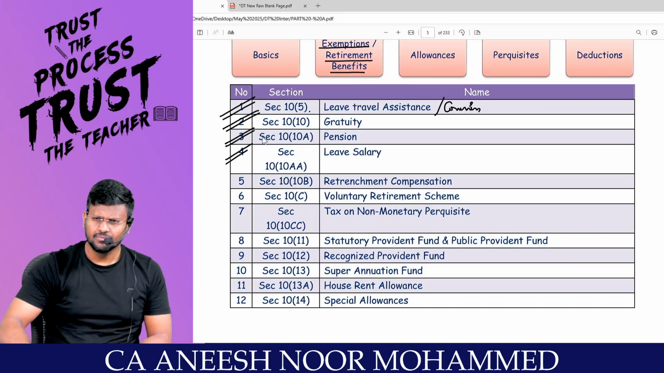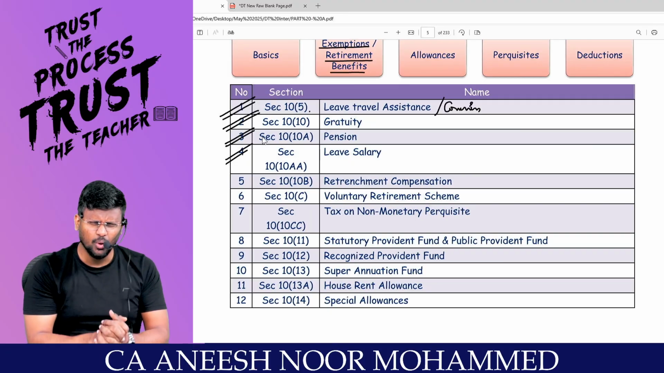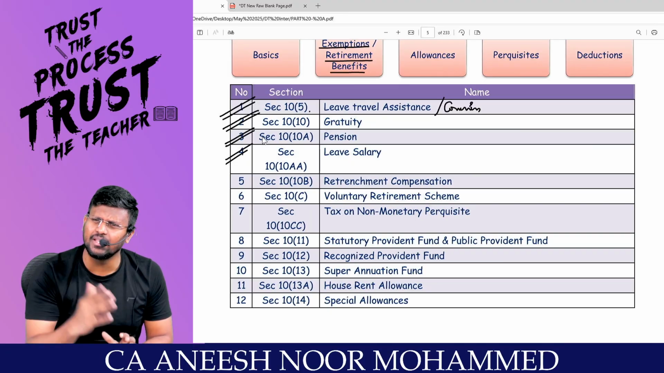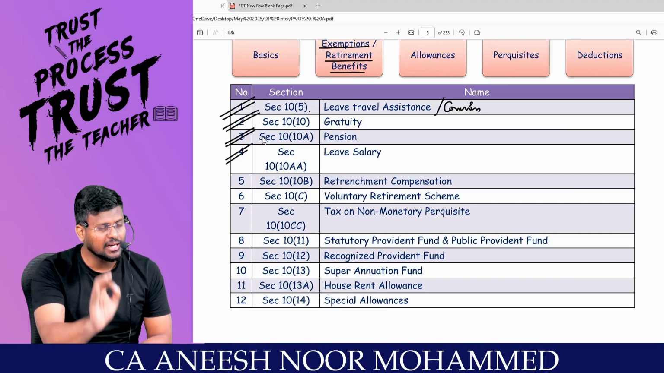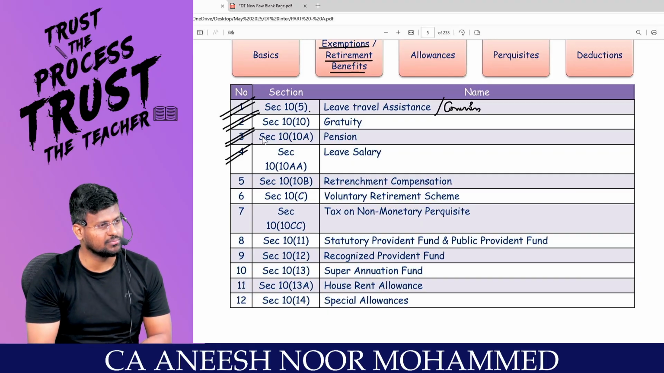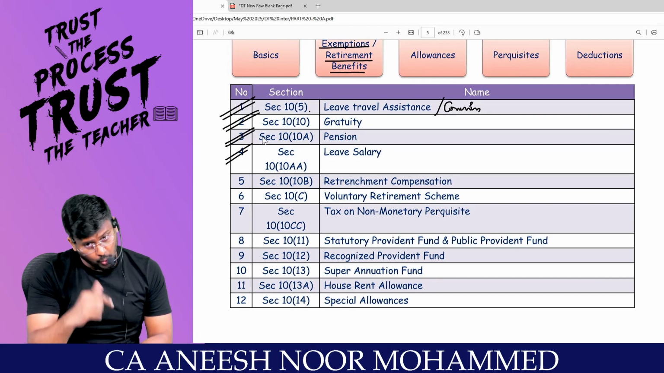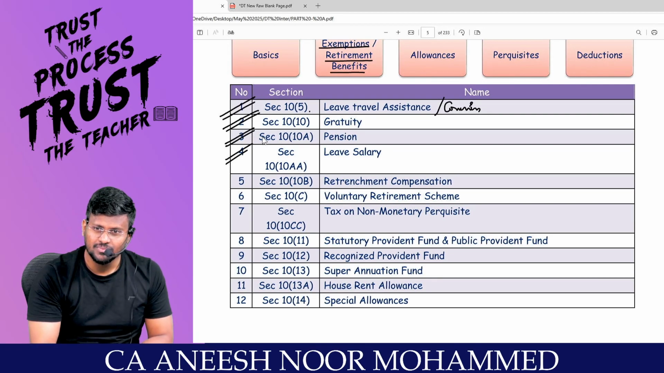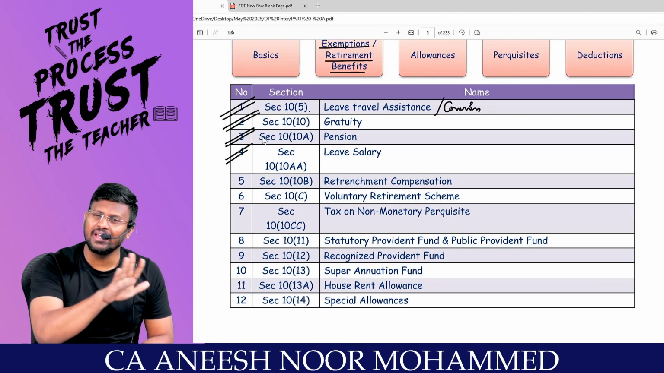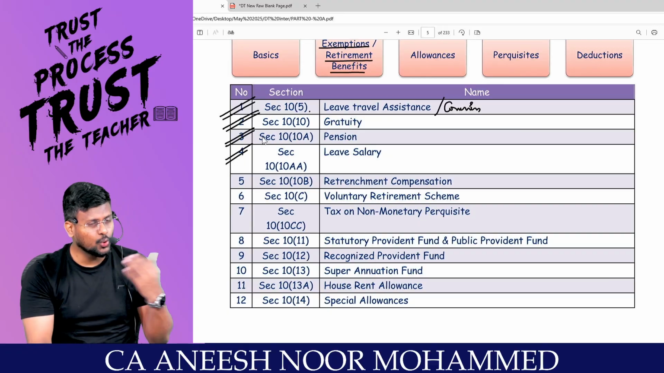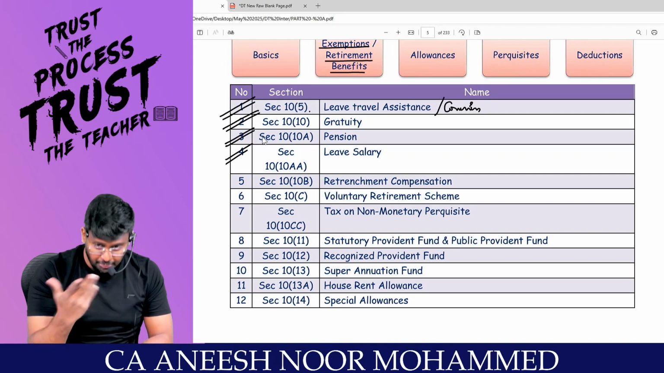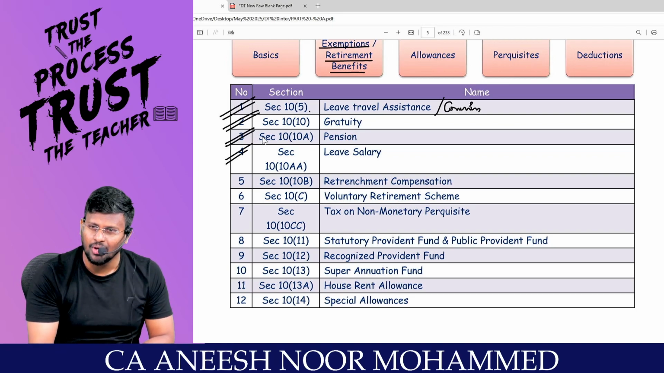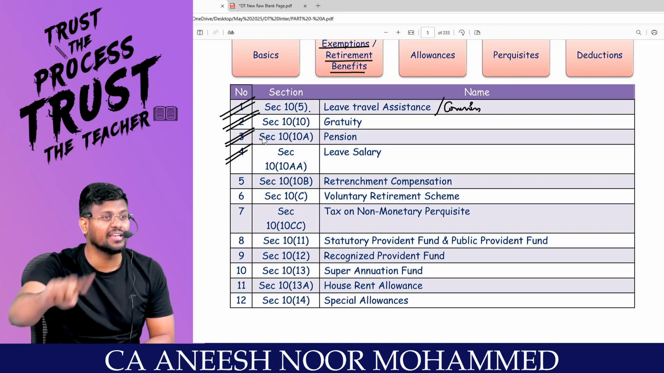Coming to that, man, 10(10AA) is leave salary. For example, in any organization, monthly 1 or 2 days of leave will be there. You can take monthly 1 or 2 days of leave. Sir, such leave will be paid leave. Even if you take leave, they will pay you. Correct. So in a year, 15 days leave, 20 days leave, during that time you can take medical leave or leave for your personal purposes. Some people will not take even that 15 or 20 days of leave.